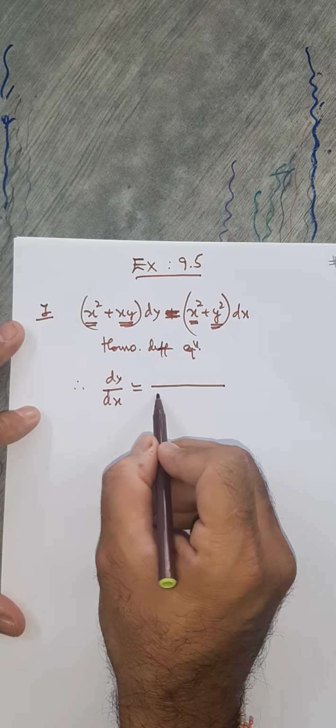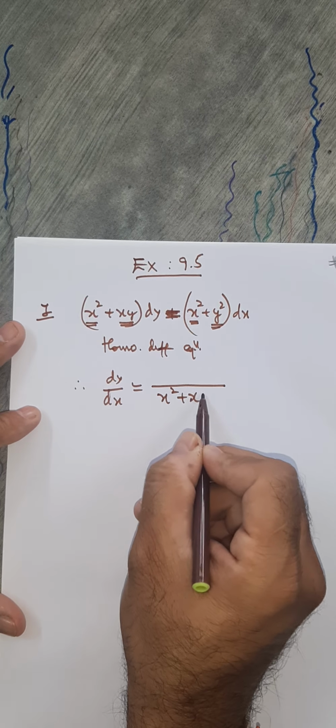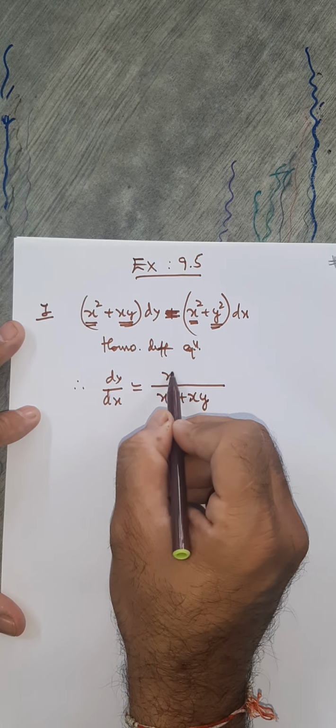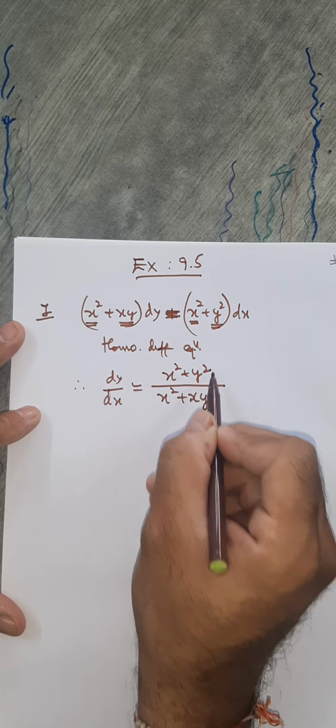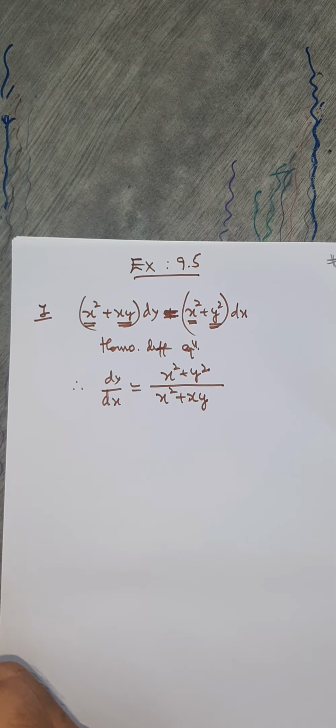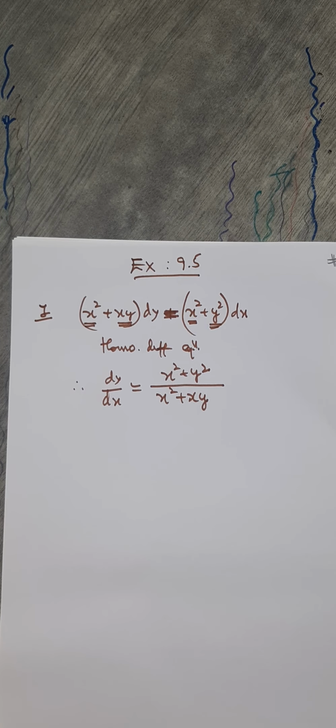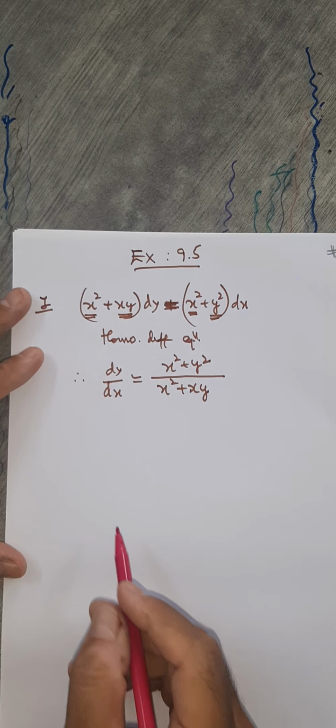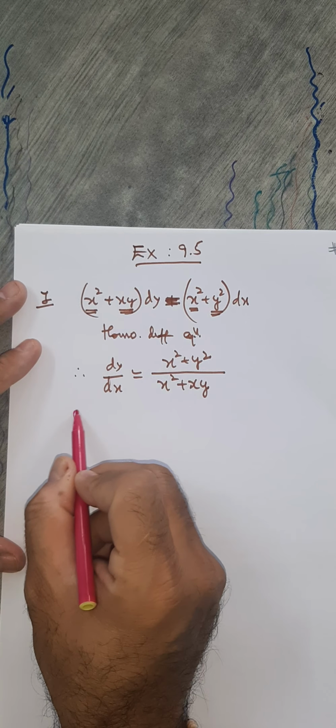So this will go down. x square plus xy, and here you have x square plus y square. Fine. We have rewritten it in which form? dy by dx equals to something. This is the first step, remember, in every question of exercise 9.5. Okay. Now what is the next step?